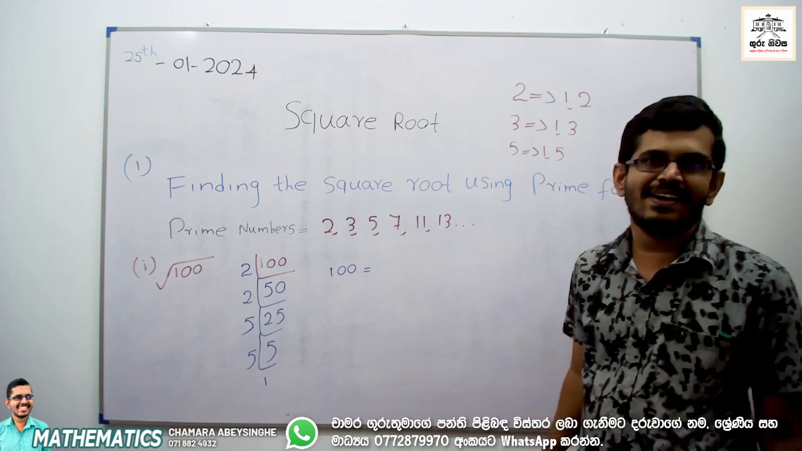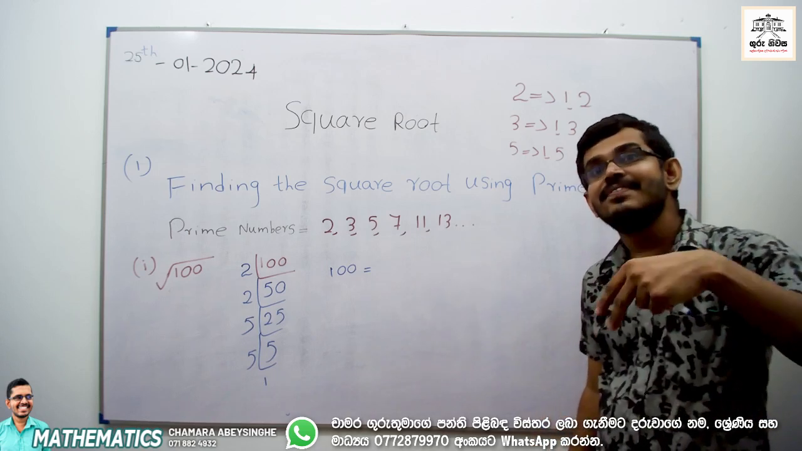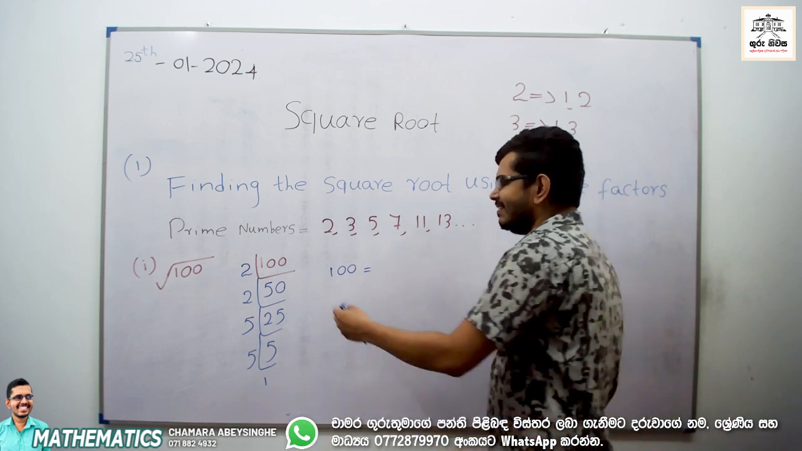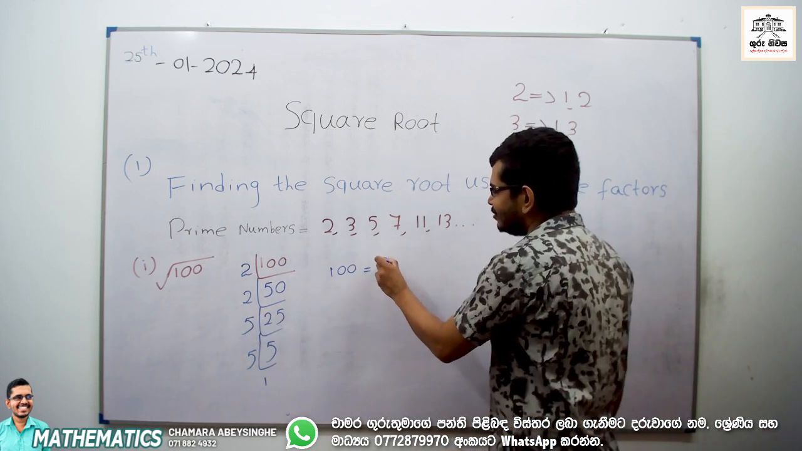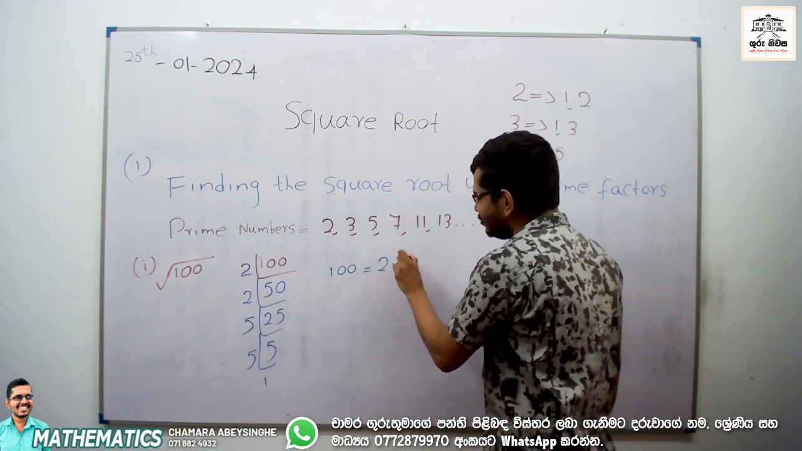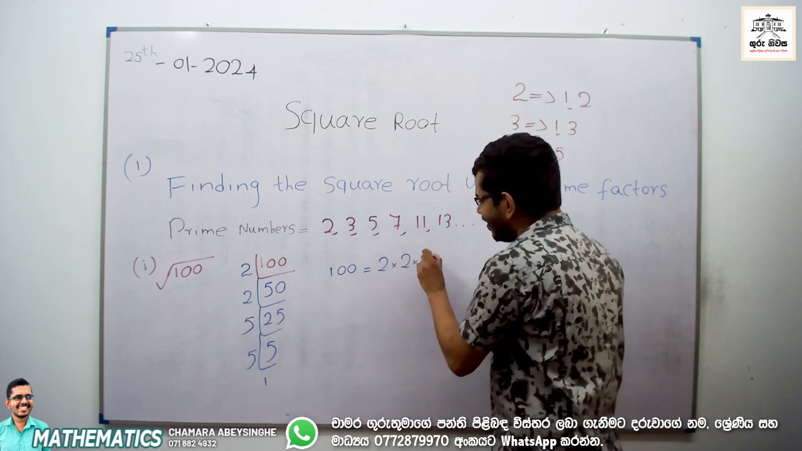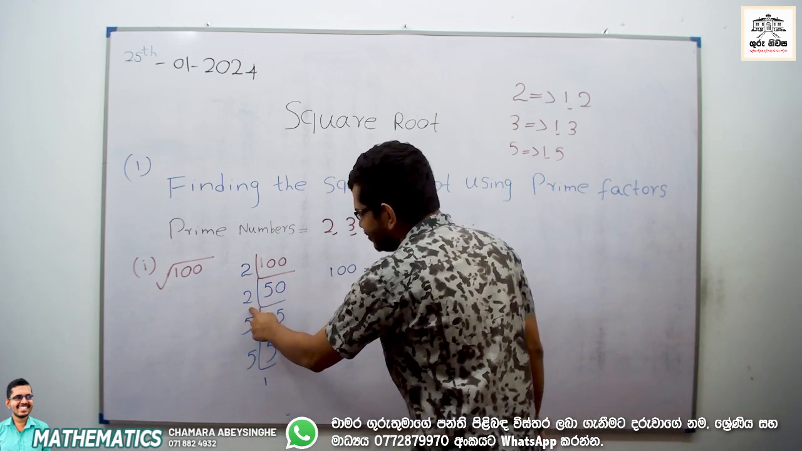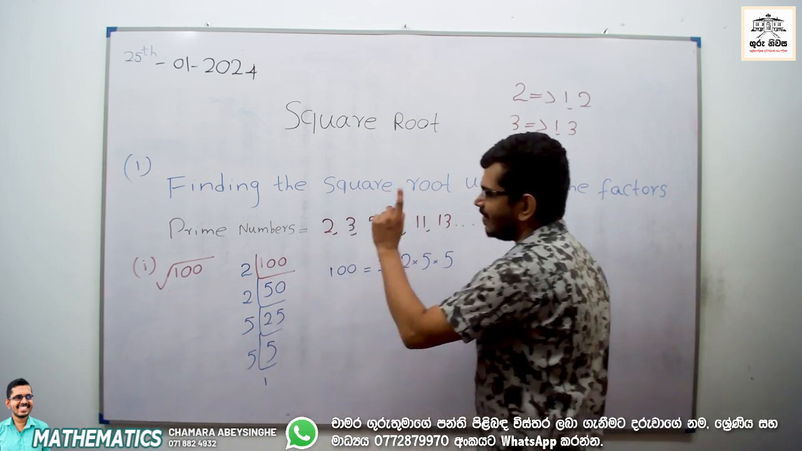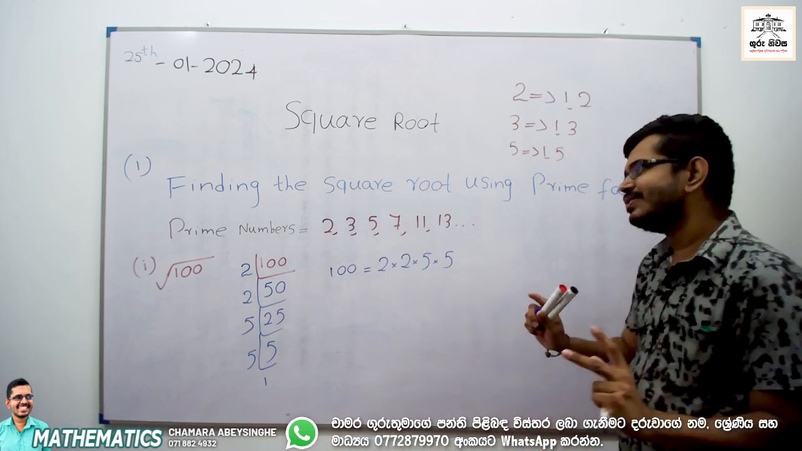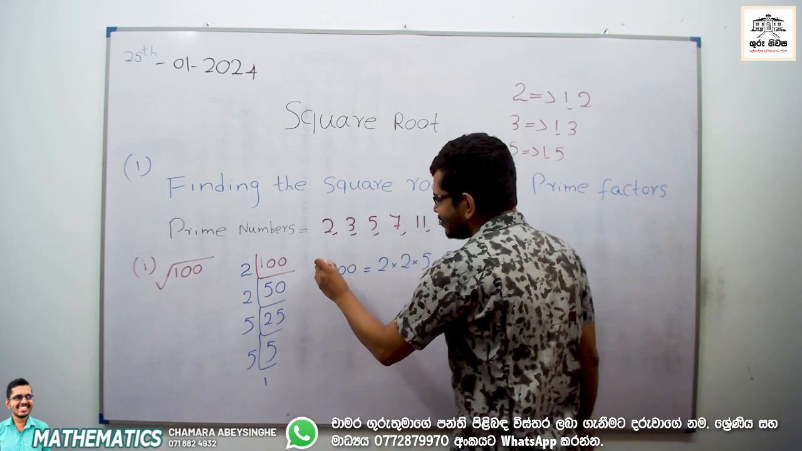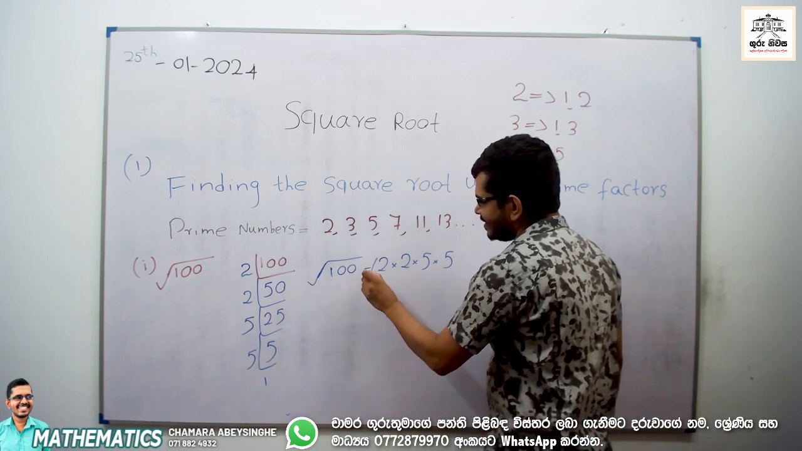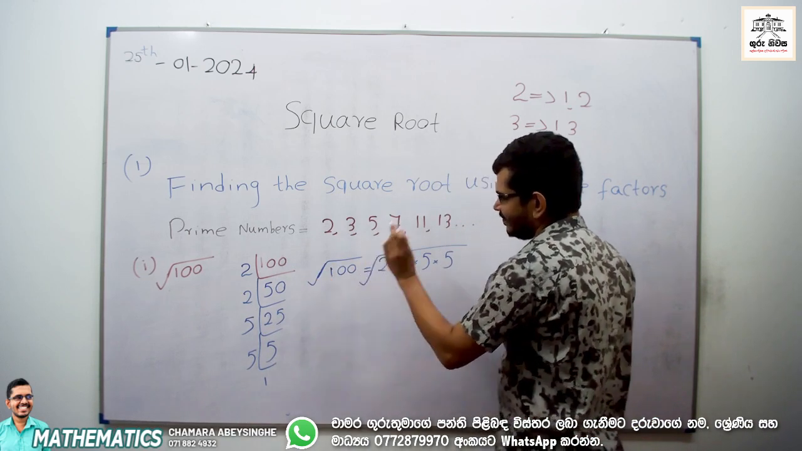Multiplication of the prime numbers. We can write it as a product of prime numbers: 2 multiply 2 multiply 5 multiply 5. Then, student, put the square root mark on both sides.